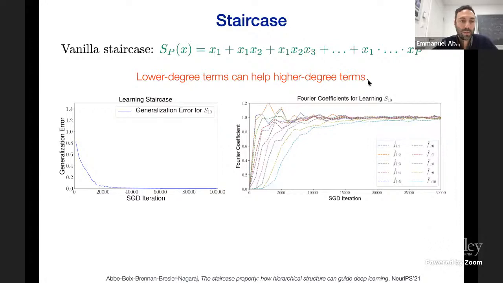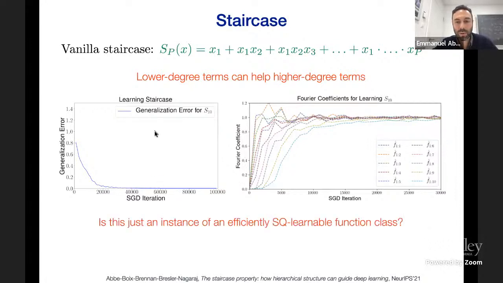Okay, so the next question that we wondered at this point was: is this class of staircase functions, and I mean the class, because you can take a permutation of all the functions obtained by applying a permutation on the input, so you can do X7 plus X7X9, et cetera, is this just an instance of an efficiently SQ-learnable function class? Is this what we are going after with this approach, that maybe we're trying to argue that with regular nets, we will also be able to get anything in SQ?